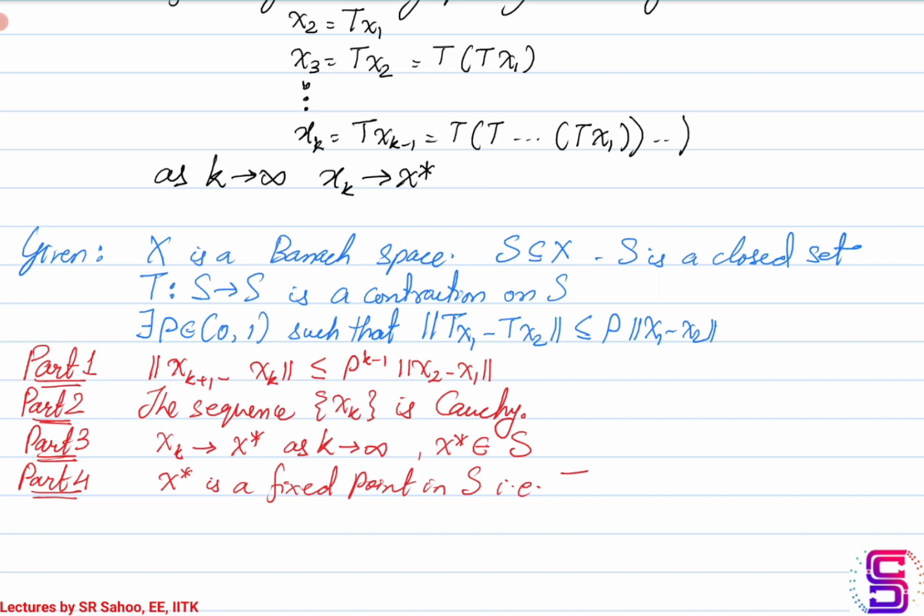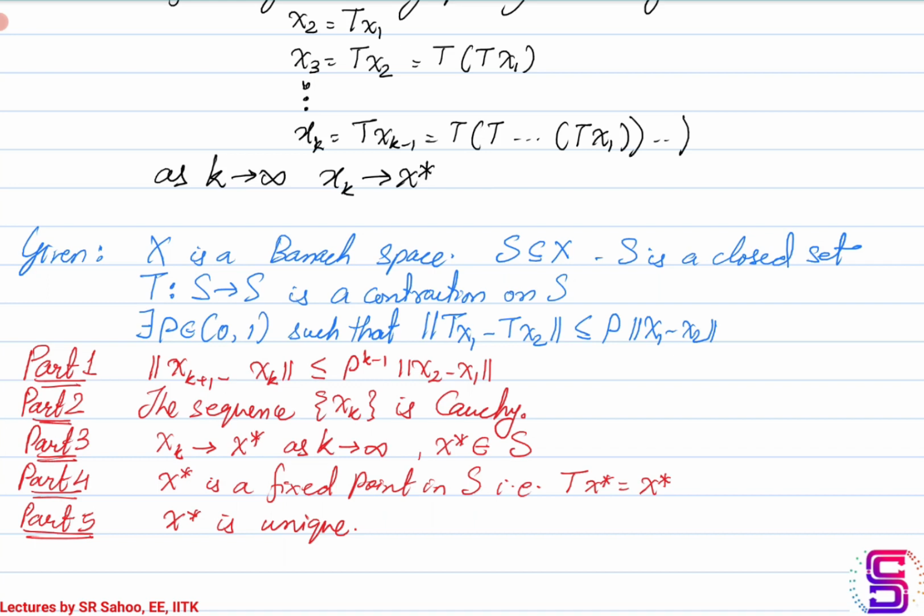That is, T of x star is nothing but x star. So this will immediately follow from part 3, and then the last part will be to show that x star is unique. So we'll first establish an inequality, then we'll use that inequality to establish that xk is Cauchy.